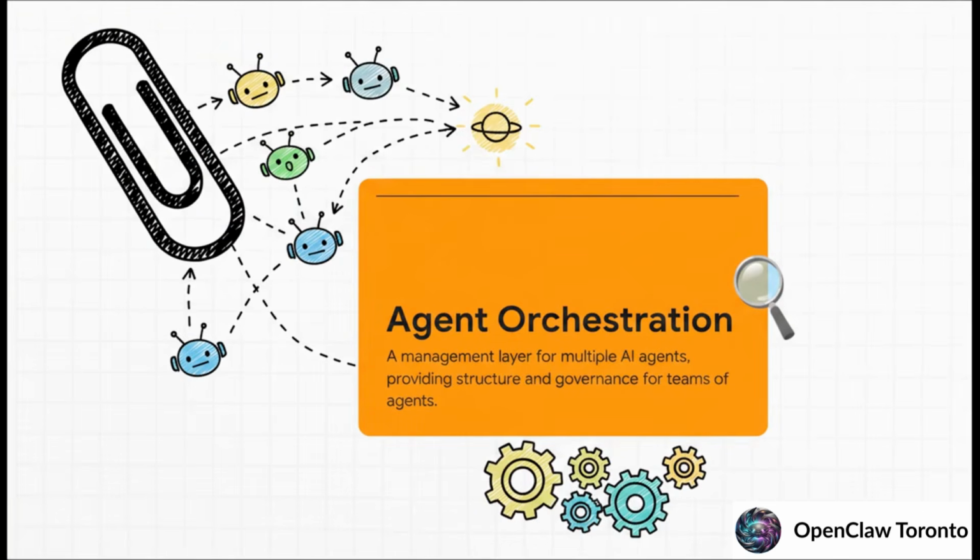Right. So Paperclip is not another employee. Think of it as the management layer, the C-suite. Its whole job is what we call agent orchestration. It's basically the system you use to build out an entire org chart for your team of AIs, making sure they all work together towards the same goal instead of just running around creating chaos.